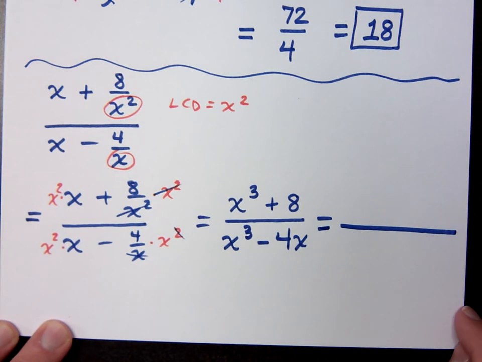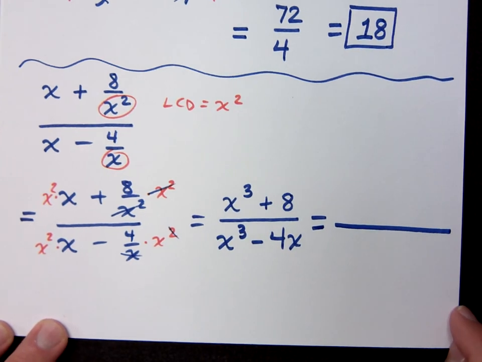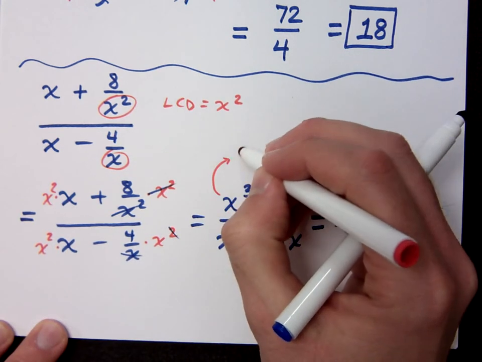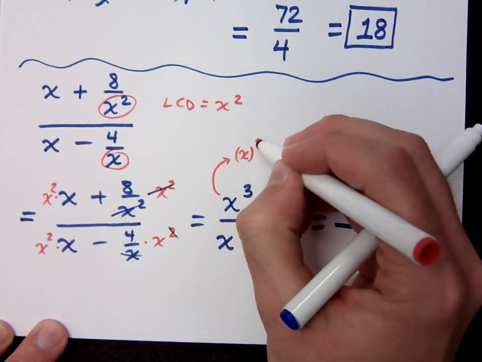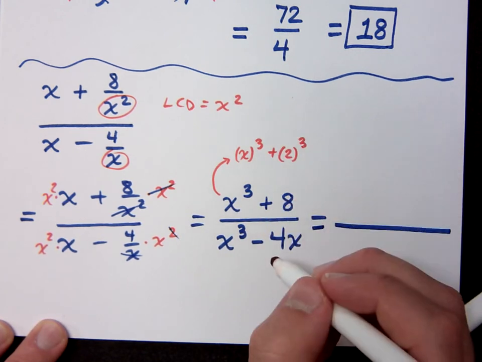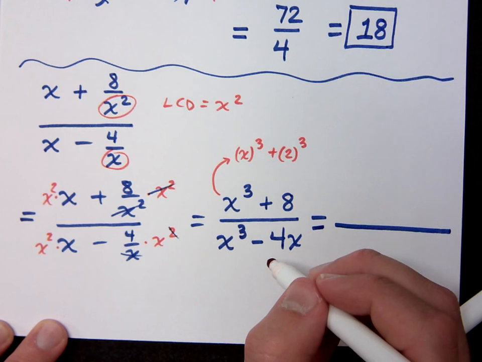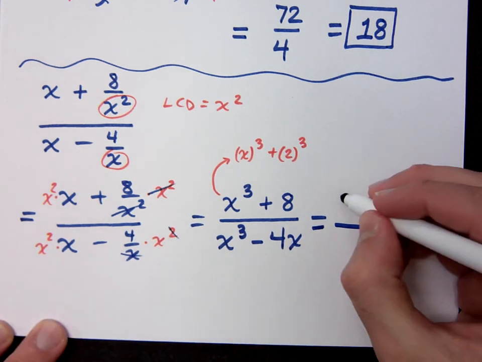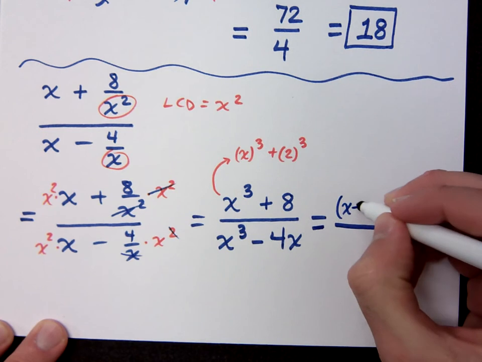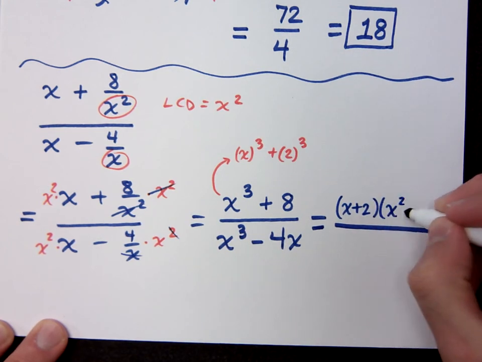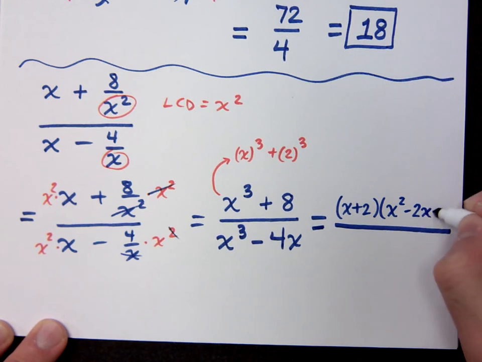But x to the third plus 8, I know what that guy is. Isn't this x to the third plus 2 to the third? So this is the sum of cubes, which means this factor is x plus 2, and the other factor is x squared minus 2x plus 4.